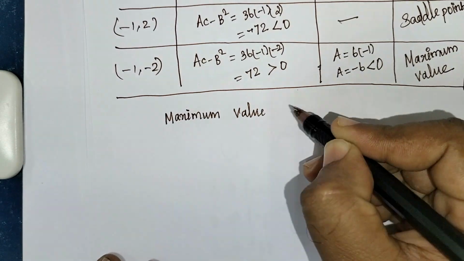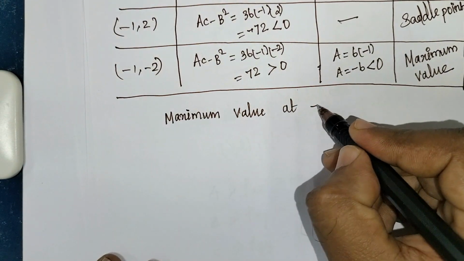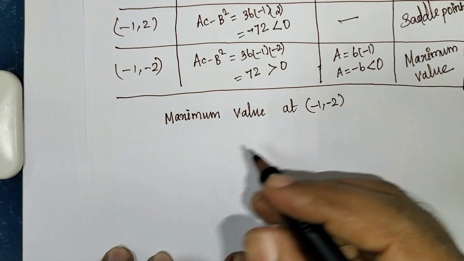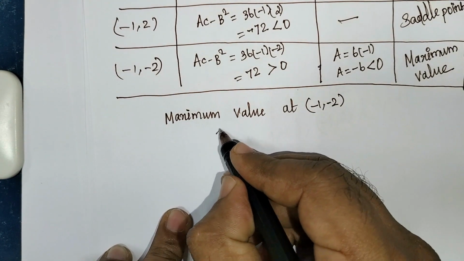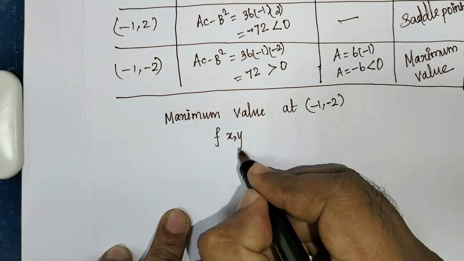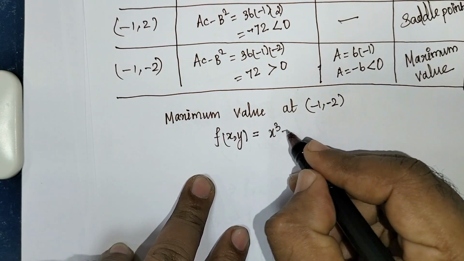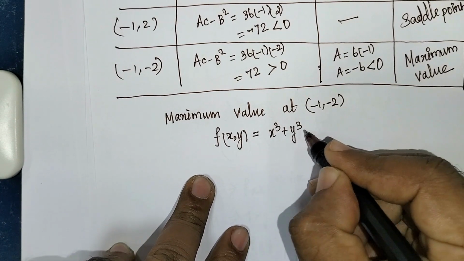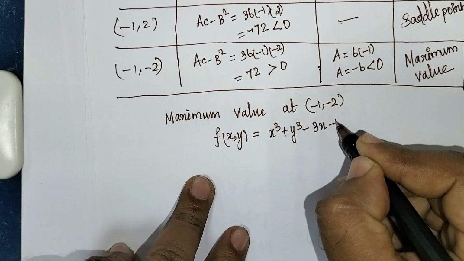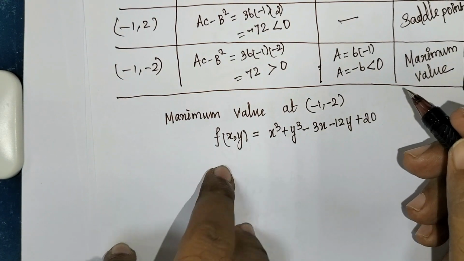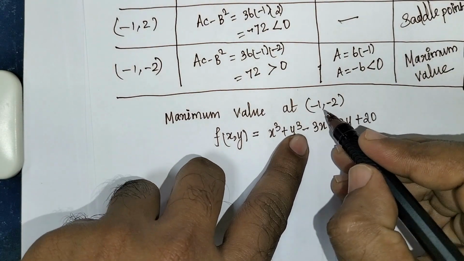Maximum value at the point (-1, -2). Consider the first one x, the second one y. So your function given in the question is f(x, y) = x³ + y³ - 3x - 12y + 20. Here you can substitute this x and y value.